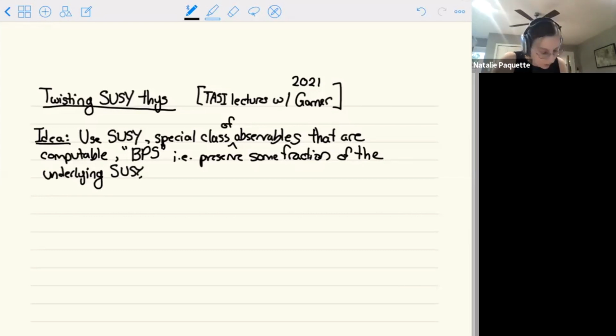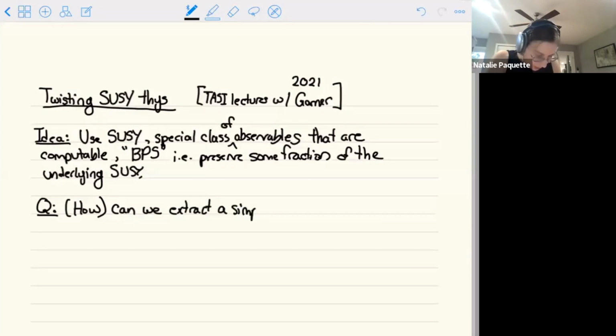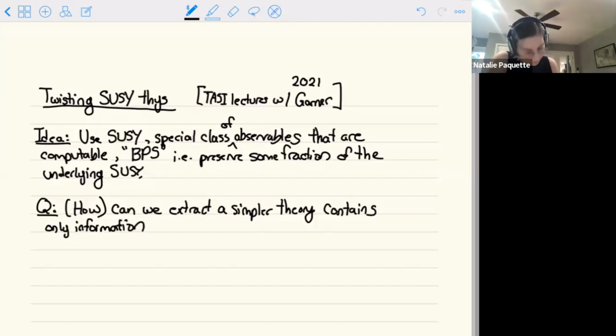Different kinds of BPS quantities will preserve generically different fractions. Okay. So the main question that we'd like to ask is, can we, and if we can, how, extract a simpler theory from the original strongly coupled theory we started with that contains only information about these BPS observables and lets us just work with them directly and compute everything we can?